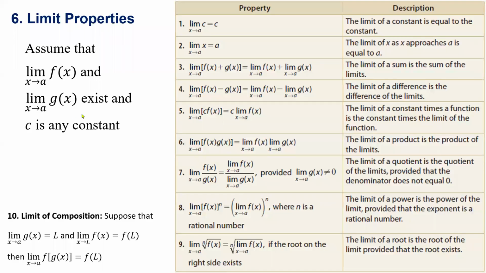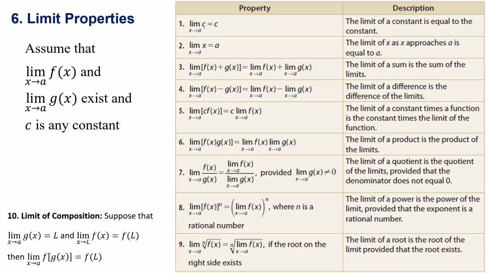Okay, so let's continue where we left off. Next, let's have a look at the properties of limits. We can use these properties to help us evaluate the limit of a function at a certain point. So here, let's assume that the limit of f(x) as x approaches a and the limit of g(x) as x approaches a both exist, and c is any constant. Then we have the following list of properties.